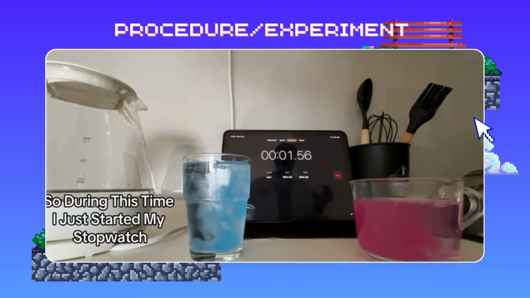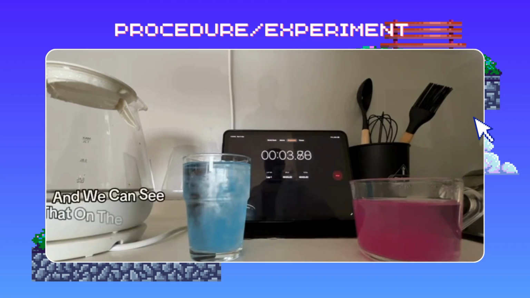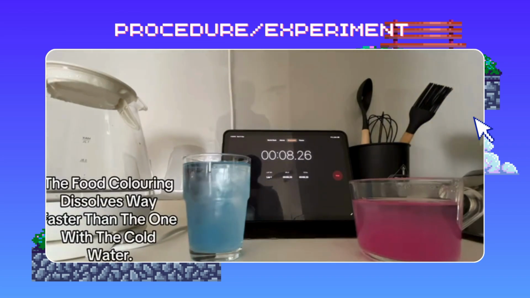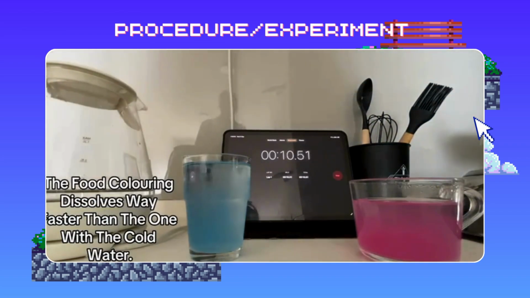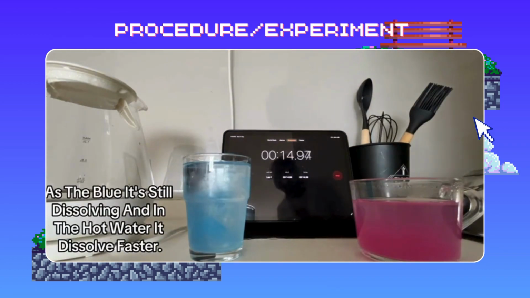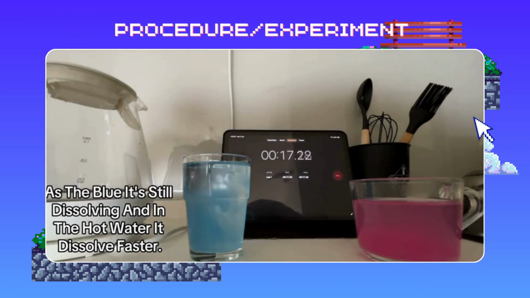During this time I just started my stopwatch and we can see that on the right, in the hot water, the food coloring dissolves way faster than the one with the cold water, as the blue is still dissolving, and in the hot water it dissolves faster.